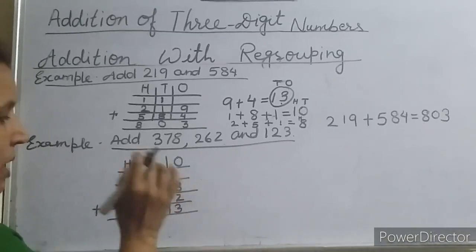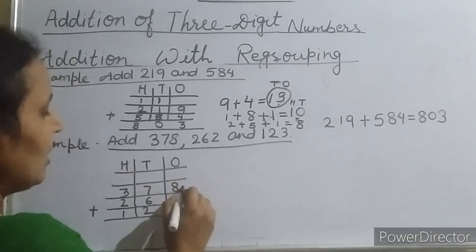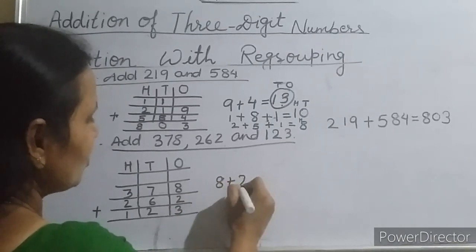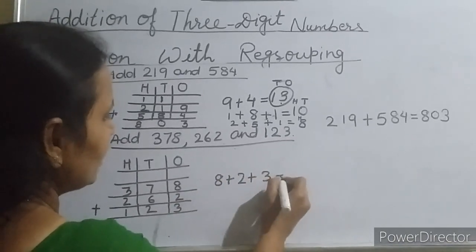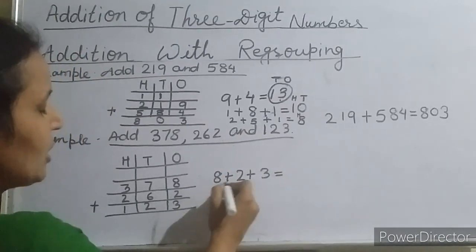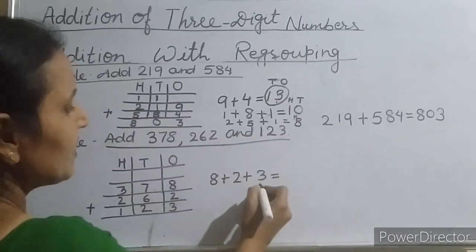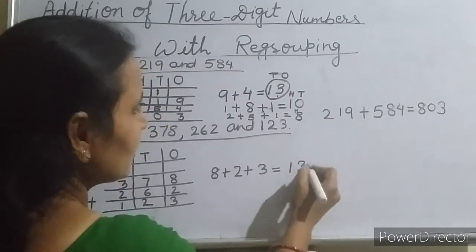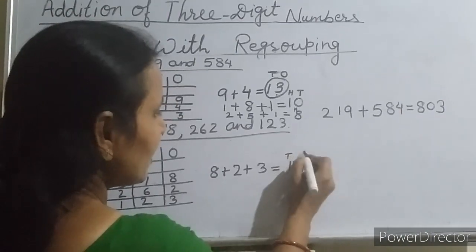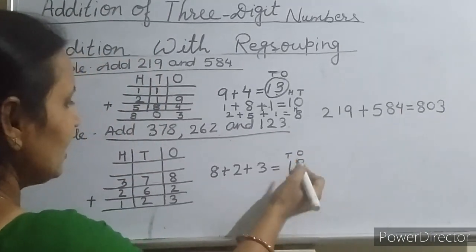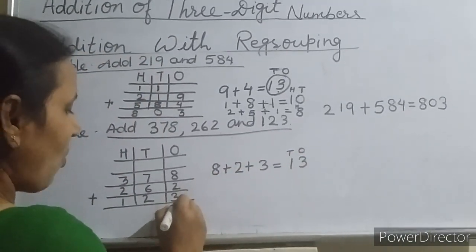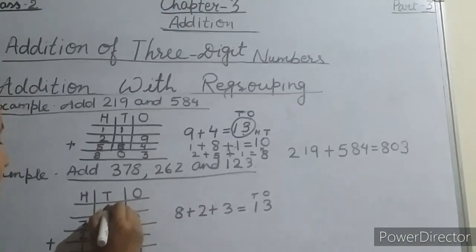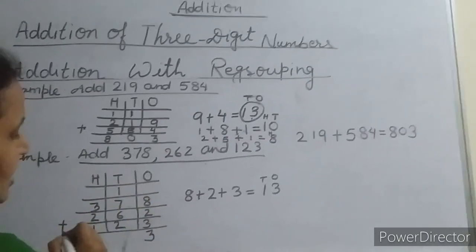Again we will start from the ones place. So add 8 plus 2 plus 3. 8 plus 2 is 10. Very good. 10 plus 3 is 13. So again we will regroup 13 as tens and ones. So 3 we will write under the ones column and 1 carry over at the tens place.